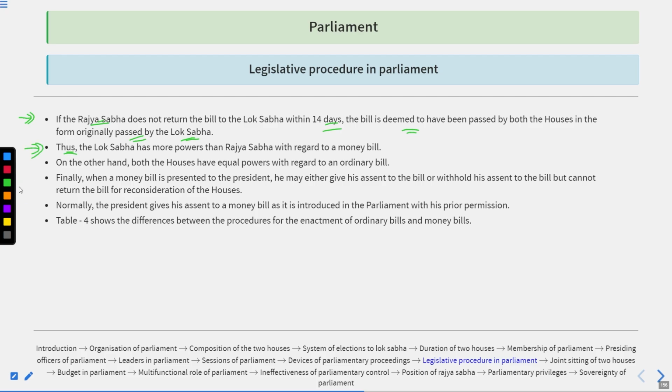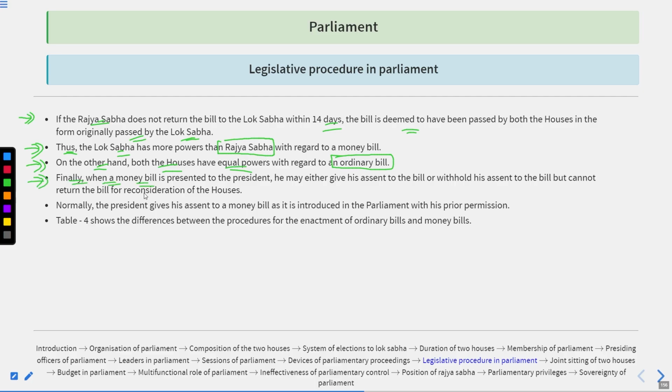Thus, Lok Sabha has more powers than the Rajya Sabha with regard to a money bill. On the other hand, we could say both the houses have equal powers with regard to an ordinary bill, but in cases of a money bill, the Lok Sabha has more power.